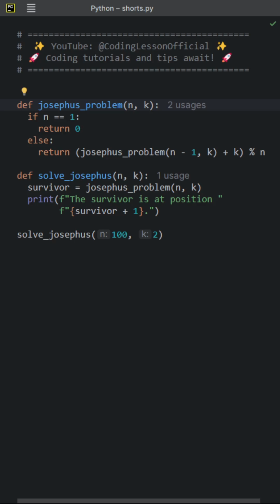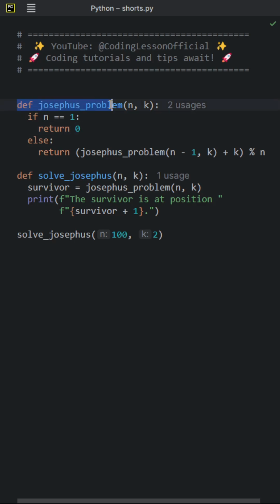Solve the Josephus problem in Python. Let's tackle an ancient mathematical puzzle, the Josephus problem. In just a few lines of Python, we'll solve it efficiently. Let's go. Here's how you implement the Josephus algorithm in Python.